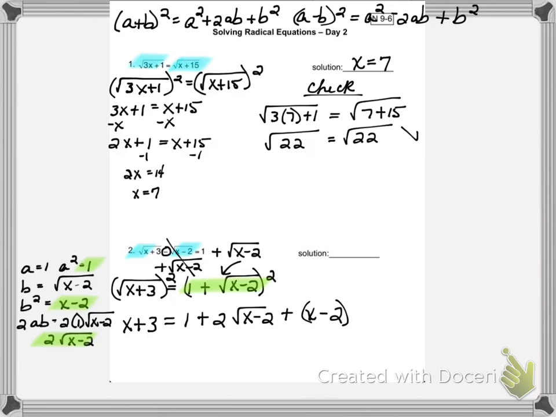Okay, now we combine what we can. We can combine this 1 and this negative 2. And so you're going to have x plus 3 is equal to negative 1 plus 2 times the square root of x minus 2 plus x.